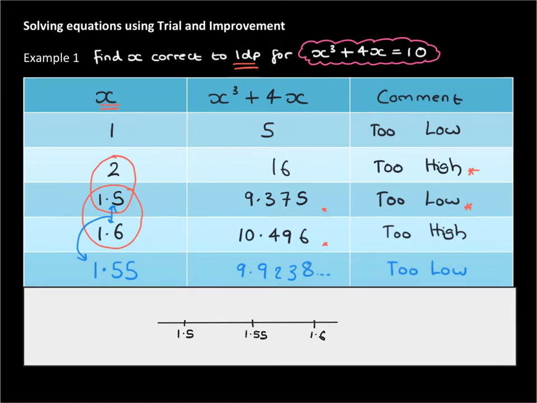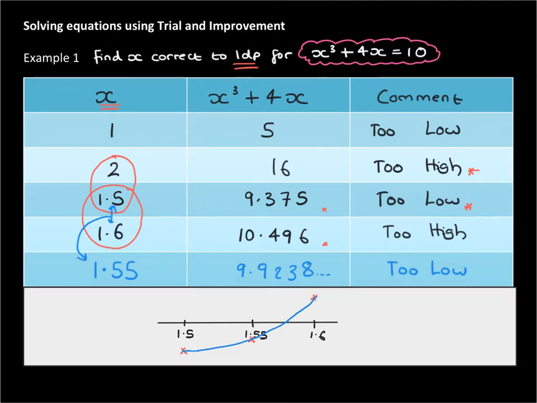Now, we know that 1.5 gave us a value that was too low, so it's going to go underneath like that. 1.6 gave us an answer that was too high, so I'm going to place it above the line like this. Now, 1.55 also gave us a value that was too low, so I'm going to place that underneath the line like that. Now, if I join these up, we'd get something that looks like that.